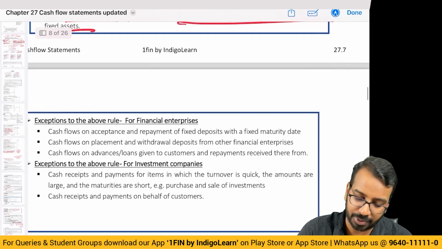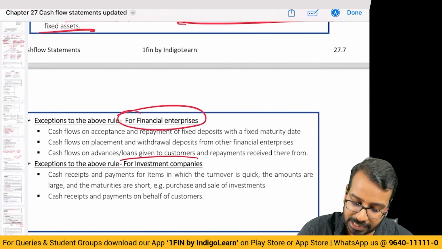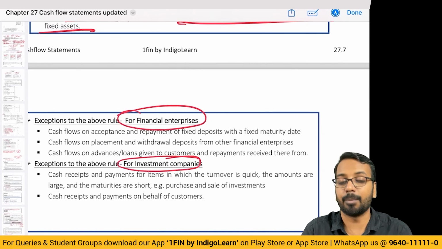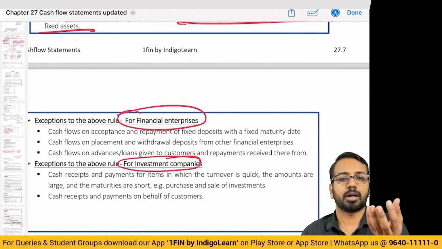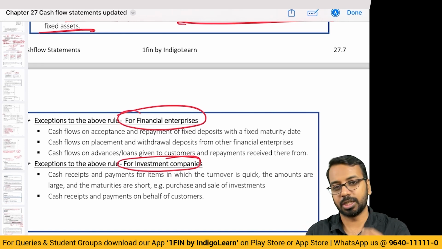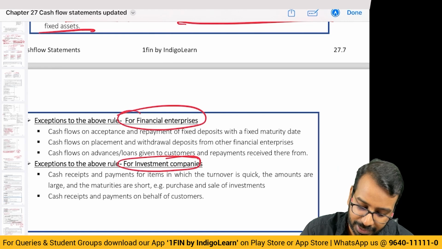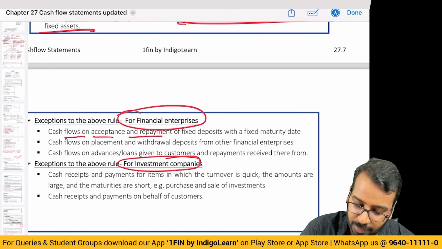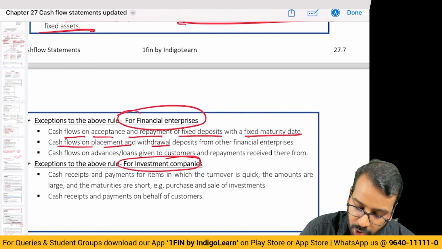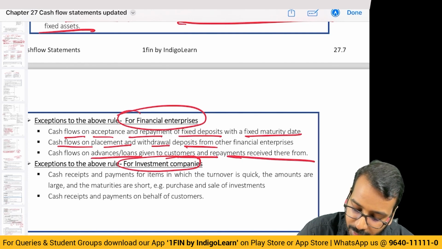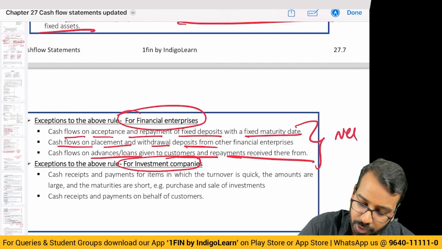But netting is permitted for financial enterprises and for investment companies. For example, for a financial enterprise like a bank, customers deposit and withdraw money. So instead of showing it on a gross basis, cash flows on acceptance and repayment of deposits with a fixed maturity date, cash flows on placement and withdrawal of deposits from other enterprises, or advances and loans and repayments received from them, can be shown on a net basis.